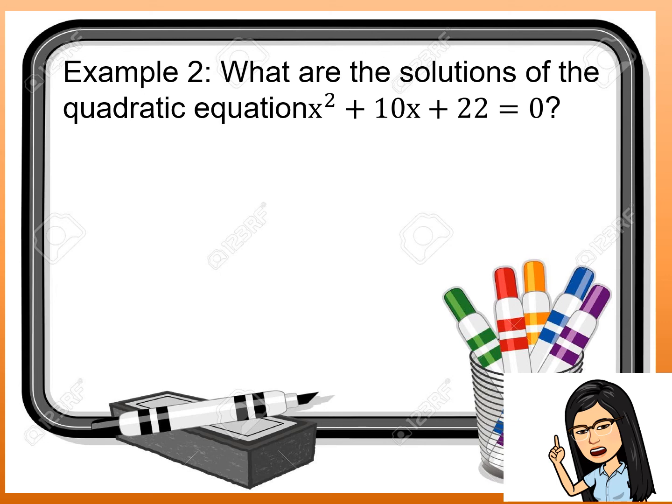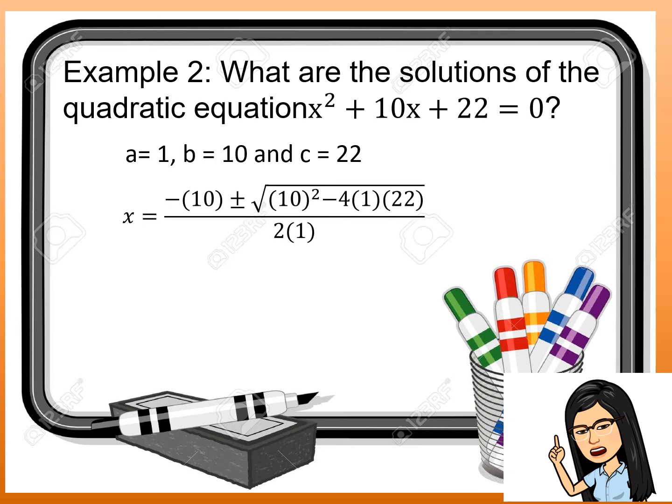Now, let us answer example number 2. What are the solutions of the quadratic equation x squared plus 10x plus 22 equals 0? So the value of a is 1, b is 10, and c equals 22. Then substitute in the formula. So x equals negative of 10 plus or minus the square root of 10 squared minus 4 times 1 times 22 all over 2 times 1.